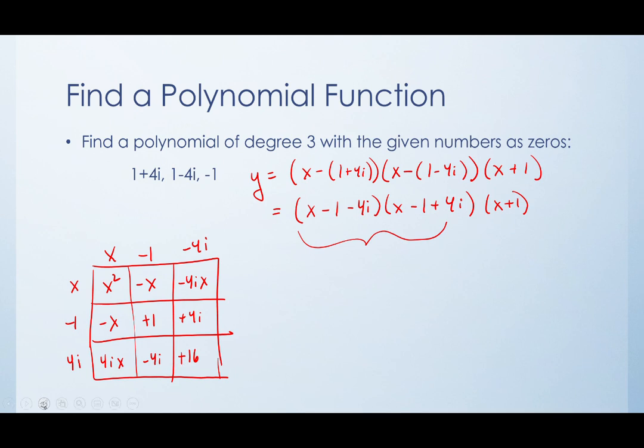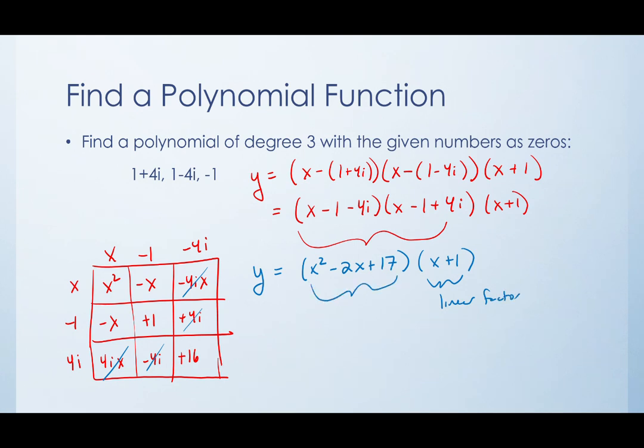Okay, so here, this is nice because we can see these are going to cancel, and these are going to cancel. The other ones do not cancel, but now we know we have x squared minus 2x plus 17. And now we have our function as a linear factor and what we generally call an irreducible quadratic factor.